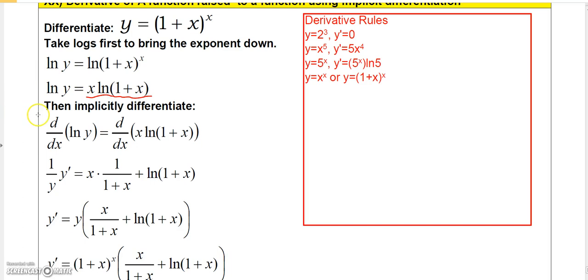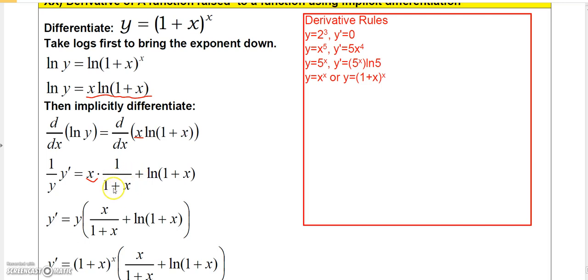Now I can just implicitly differentiate. So let's differentiate the natural log of y, take the derivative of that with respect to x, and that's going to be 1 over y times y prime. And then take the derivative of x times the natural log of 1 plus x, and that's going to require the product rule. And so remember, in the product rule, you take the first function, which is x, and then multiply it by the derivative of the second function. So the derivative of natural log of 1 plus x would be 1 over 1 plus x.